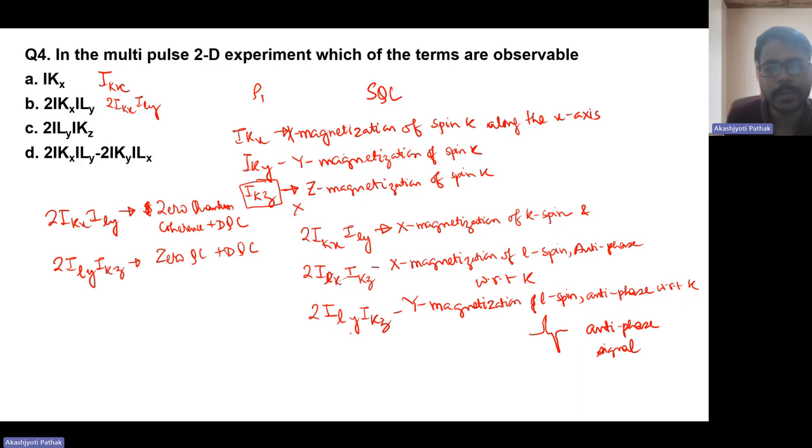So this means that this 2 I_Kx I_Lz term will be allowed to evolve. And then when you collect this FID and do the Fourier transform of this, you will get an antiphase signal. That is how you define these terms.